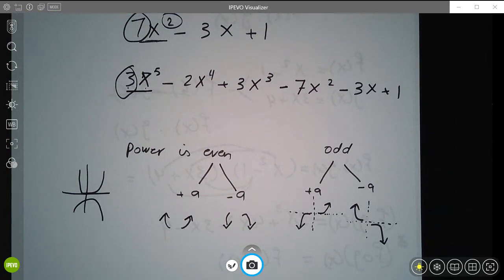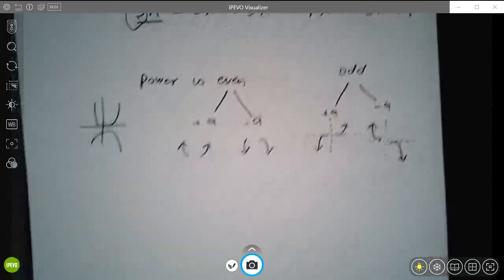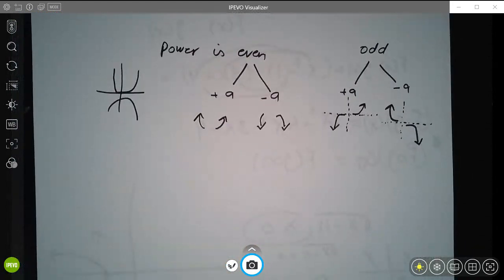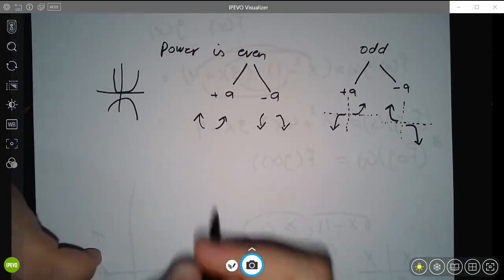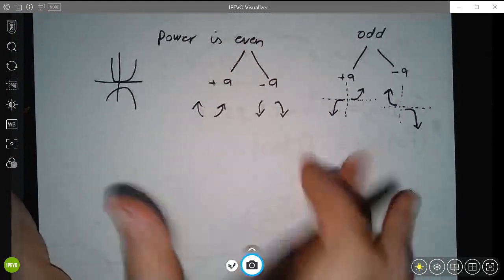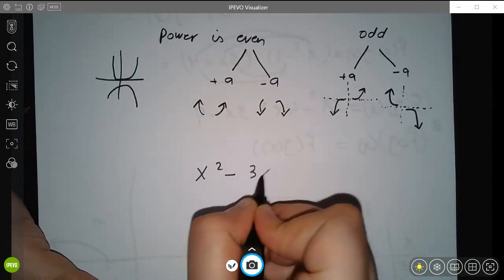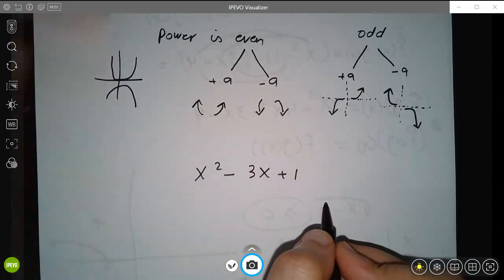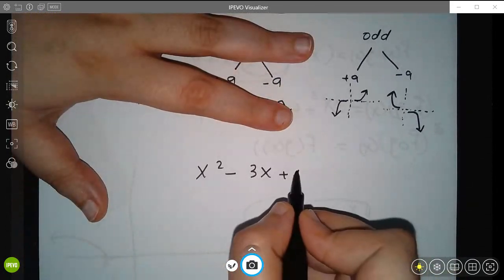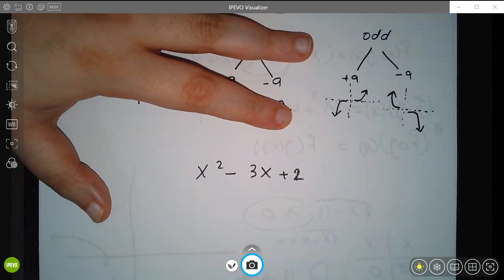Finding the zeros. Sure. So to find the zeros, I'm basically asking you to solve. I want to think of a problem where the zeros are going to be kind of neat. Wait, are we talking a normal polynomial like x squared minus 3x plus 1? Okay, make that 2. Otherwise, it won't factor well.